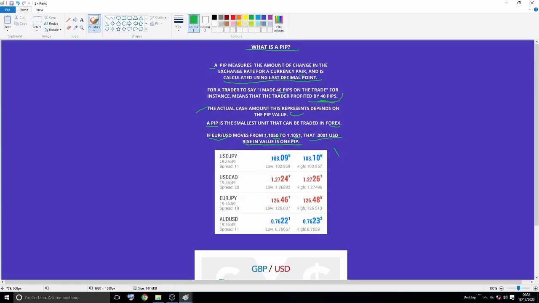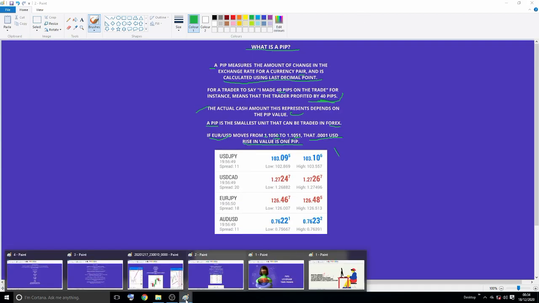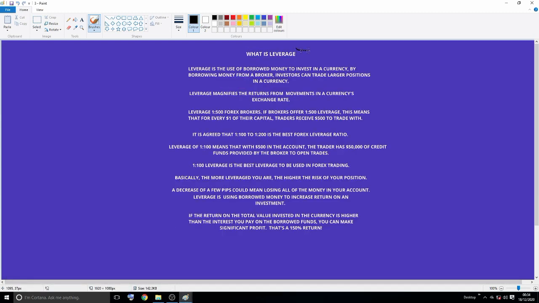So let's continue and move to the next one and explain what leverage is. Leverage is the use of borrowed money to invest in a currency pair. By borrowing money from a broker, investors can trade large positions in currency. So leverage is the use of borrowed money. Leverage magnifies the returns from movement in a currency's exchange rate.